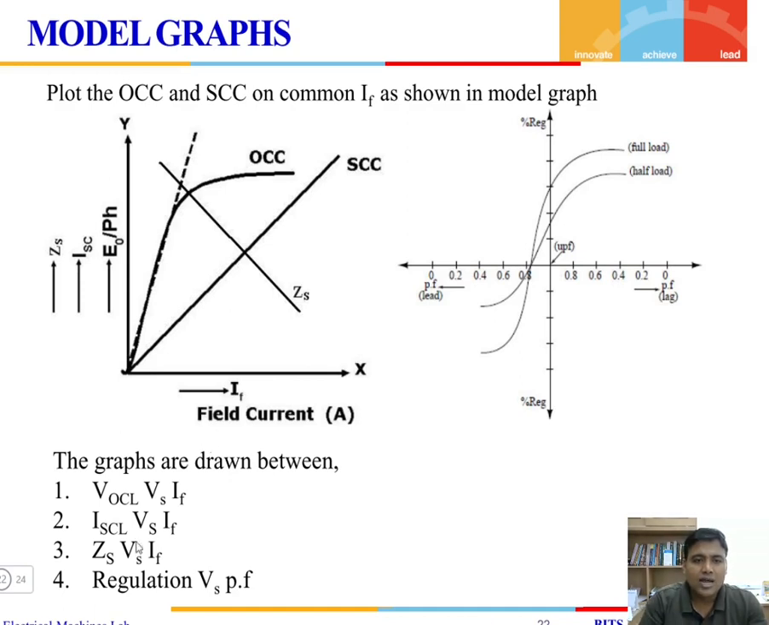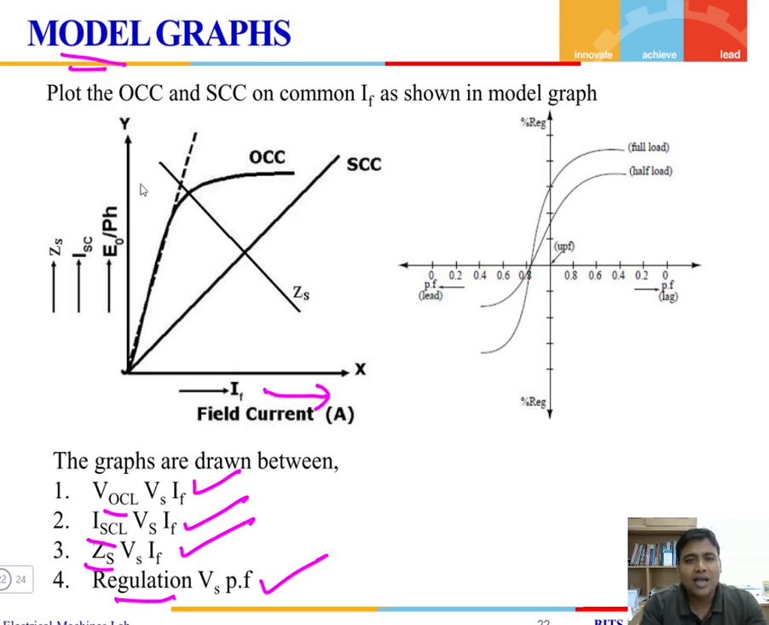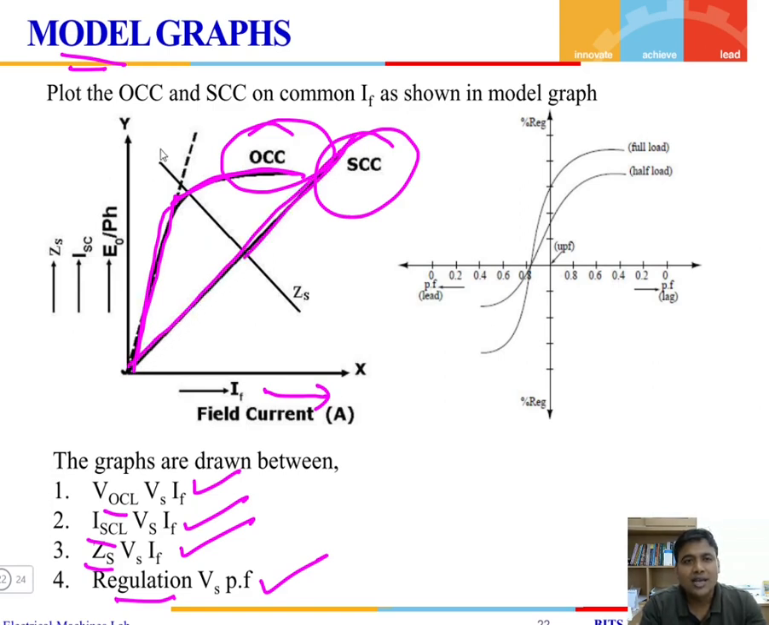Now the graphs have to be plotted between the open circuit voltage and the field current, short circuit current and the field current, synchronous impedance Z_S and the field current, and regulation versus power factor. These are the model graphs that are being shown here. On the x-axis we have the field current, and the graph is for the open circuit test. This is the magnetization graph. This is the linear region, and then the curve has been saturated. The short circuit characteristic is basically a straight line passing through the origin, and this is the Z_S value, that is the synchronous impedance of the machine.